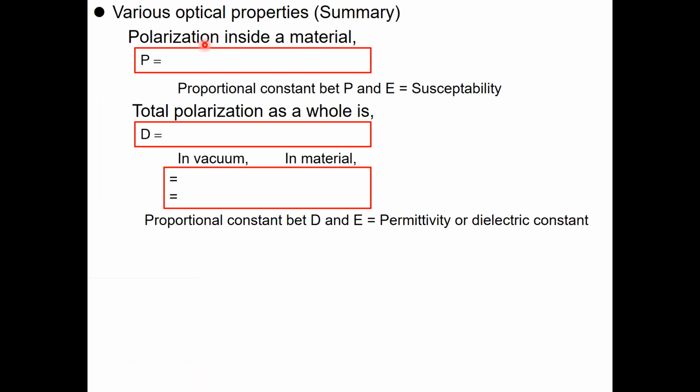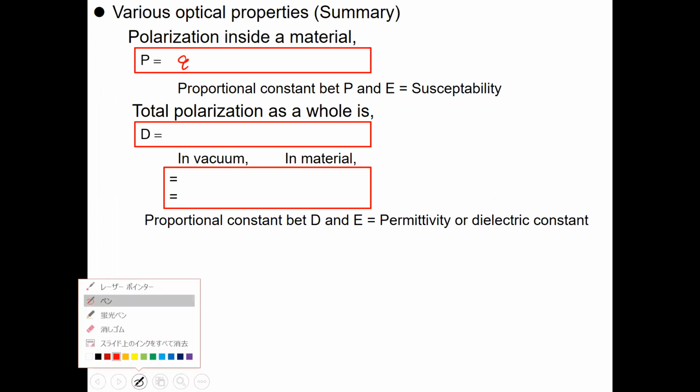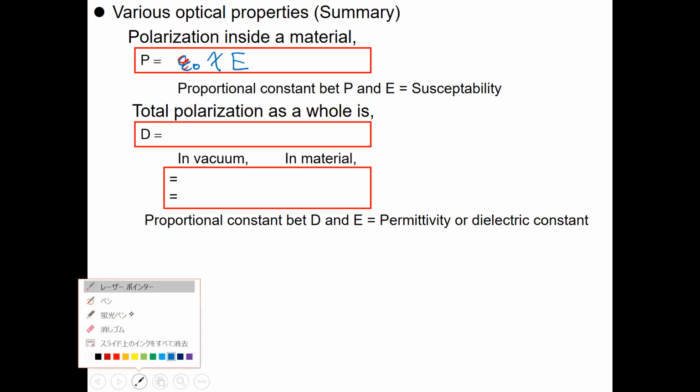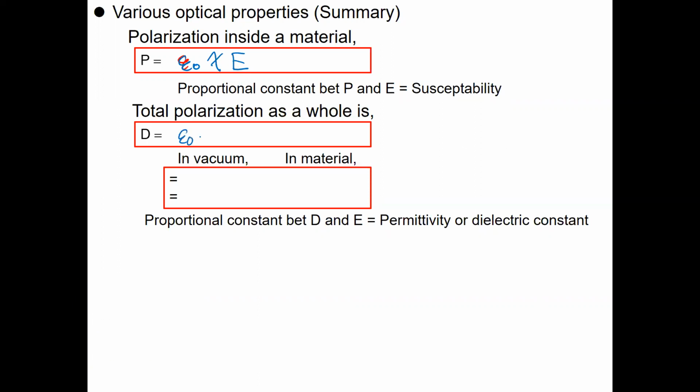Okay. So first, we've just studied the polarization inside the material, which can be described by epsilon 0 chi e. So what we studied, chi, the susceptibility, is a proportional constant between the polarization and the electric field. On the other hand, there is the total polarization, meaning including the electric field in the air or in vacuum too.